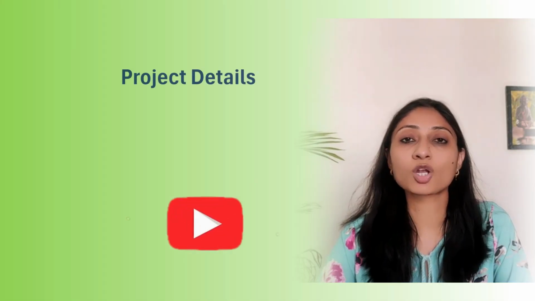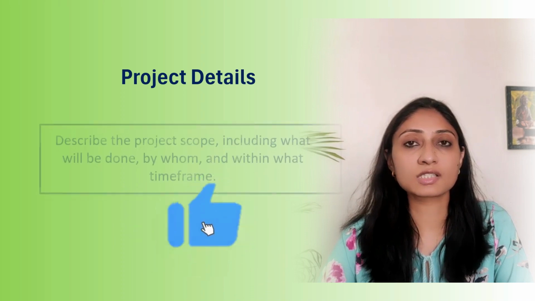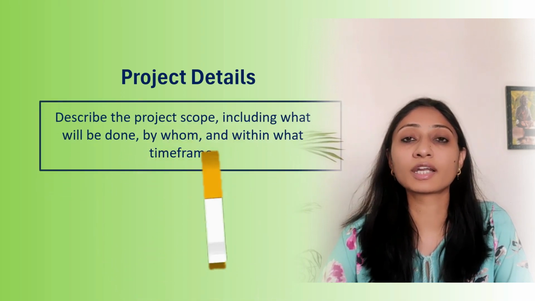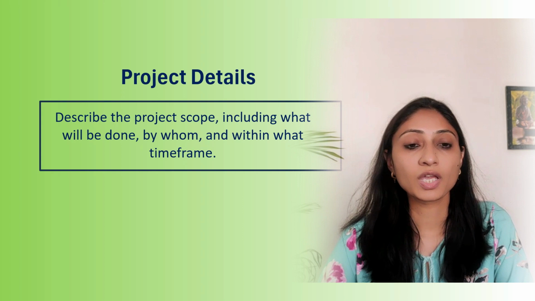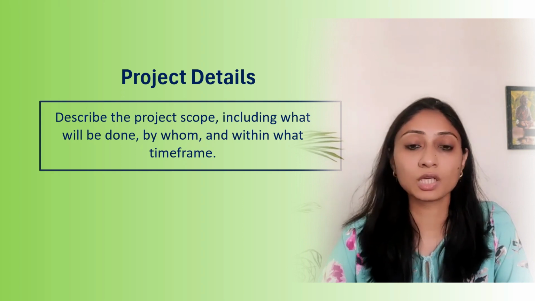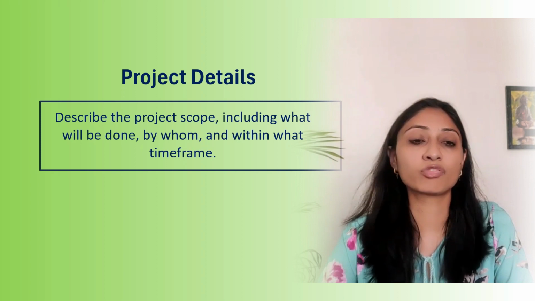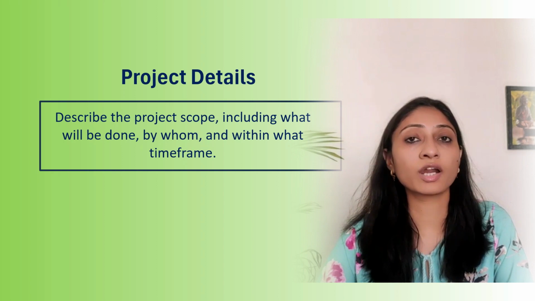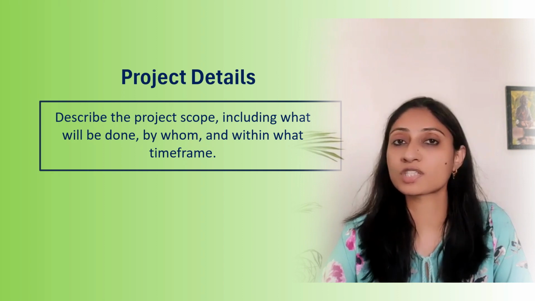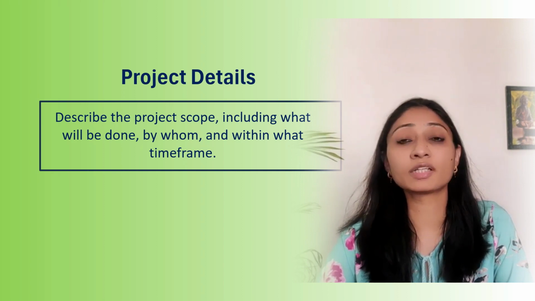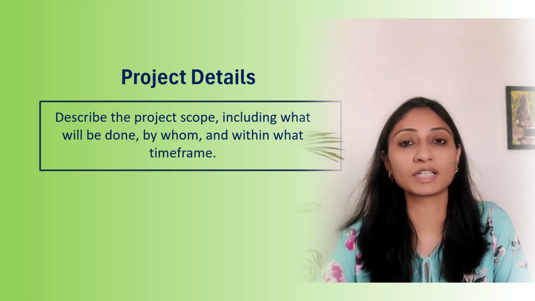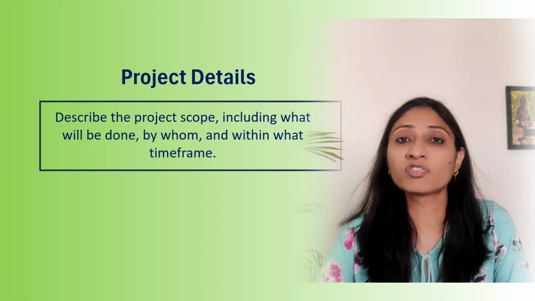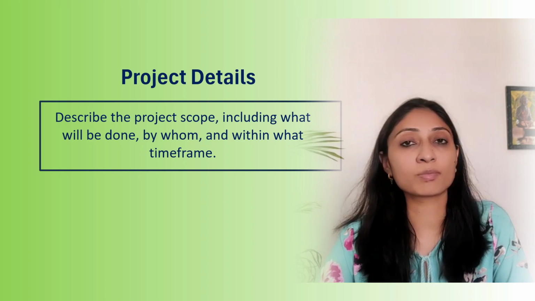The next part is project details. This is basically a detailed description of the project. It must include the project scope, including what will be done and by whom and within what time frame. That means if there are a principal investigator and co-principal investigators, you need to specify the work of each of them. You need to specify their roles, and the time frame in which you are going to complete the project and what will be done. That means what kind of objectives you are going to achieve in your project.